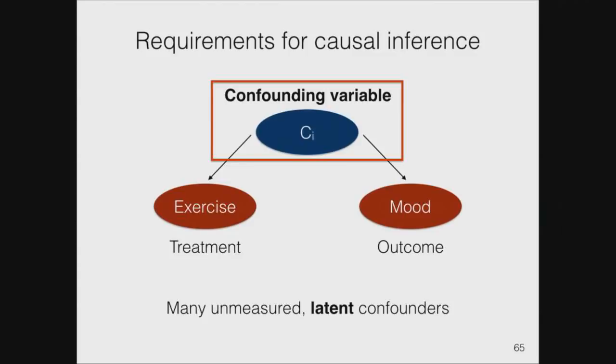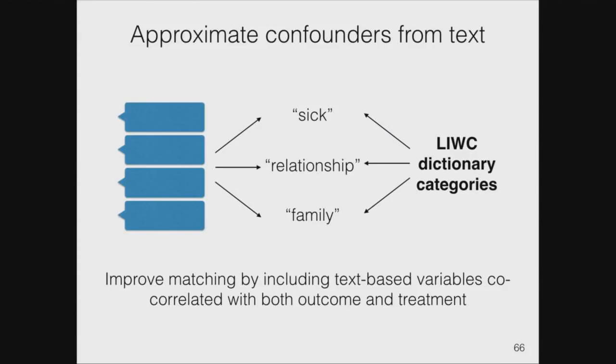The problem is that, especially when we have these observational data sets, like the one I showed you, there are so many unmeasured latent confounders. So there's no way that just from looking at that observational data alone, we could have measured every single confounder. So the first push, which is ongoing efforts with my psychology and sociology collaborators at UC Santa Cruz, is to use the text as a way to come up with proxies for all these potentially hidden confounder variables. So here we're proposing to improve the matching techniques by turning to LIWC categories again to come up with text-based variables that are potentially co-correlated with both outcome and treatment, and treat them as proxies for the latent confounders in the observational data set.